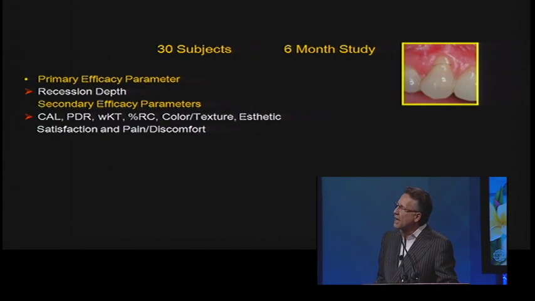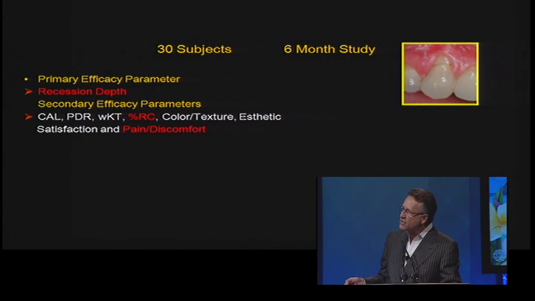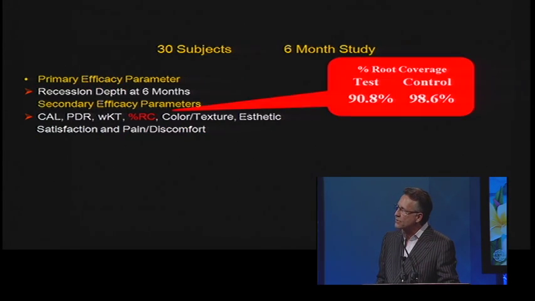This is a 30-patient study, 6 months. Primary efficacy parameter was change in recession depth. Secondary, you can see on the screen. And at 6 months, these were the ones that we had statistical significance between. We had change in recession depth, percent root coverage, which again is the same data just expressed in a different way, and pain and discomfort was significant between the 2 procedures as well.